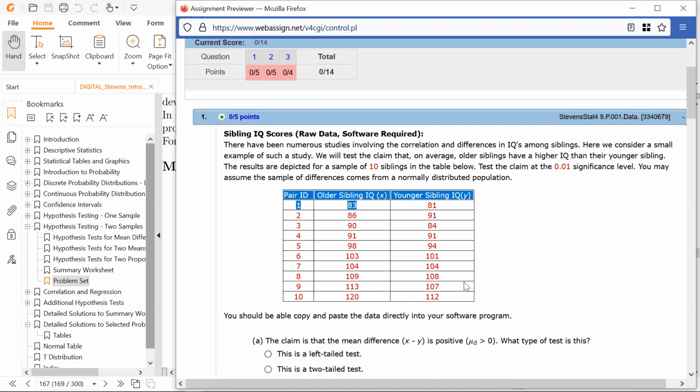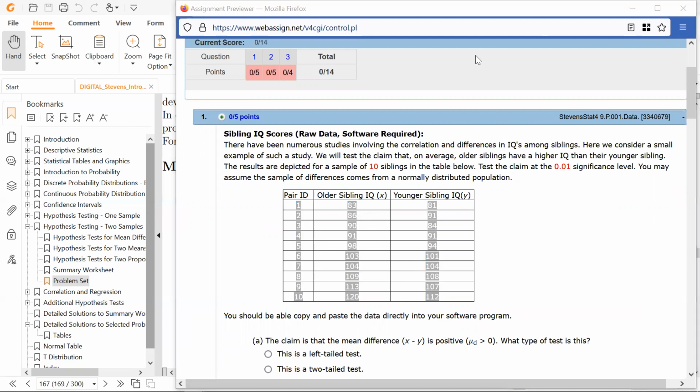So H0 is mu sub D, the mean difference, is equal to 0. There's no difference between birth order and IQ, and then the HA, or H1, is that there is a difference. It's a right-tailed test, of course. So in order to do anything with this, we actually have to find those differences. So I'm going to grab this, throw it into a spreadsheet, and I'll be back.